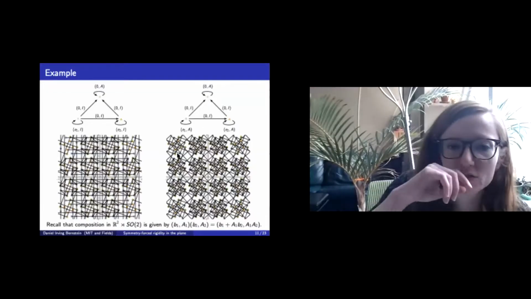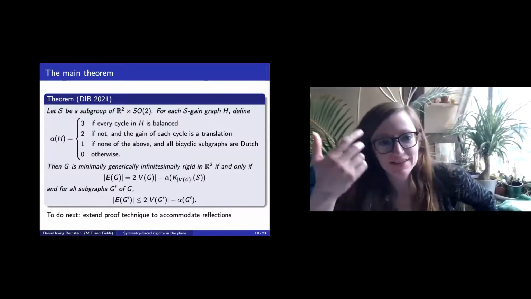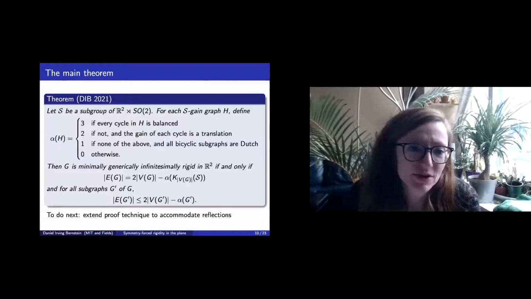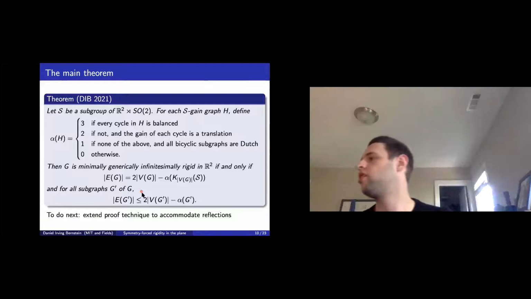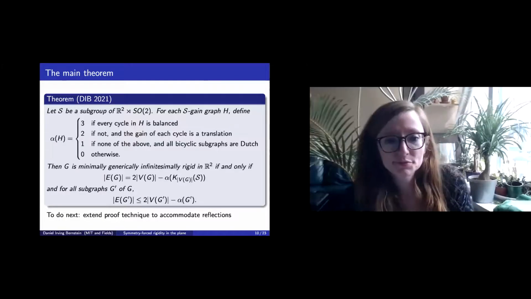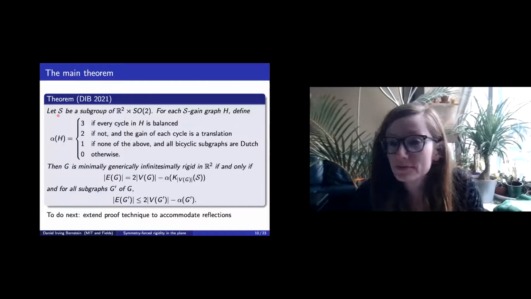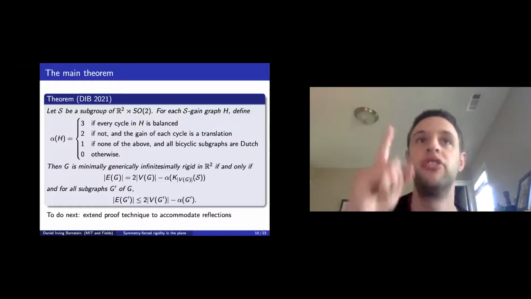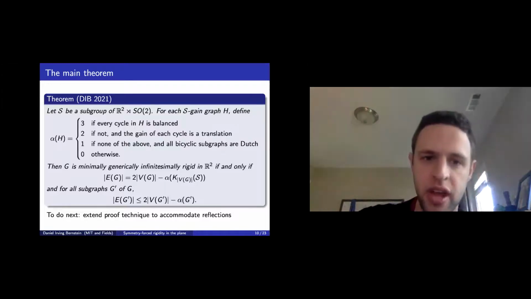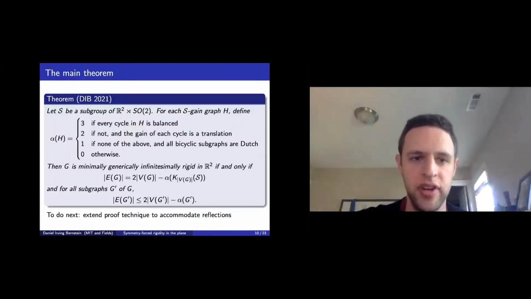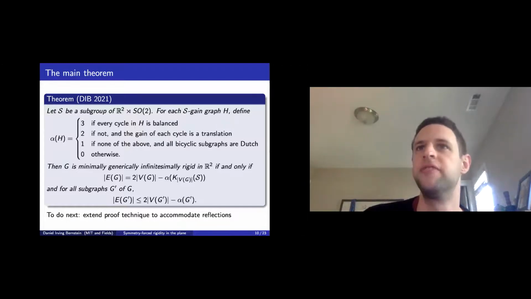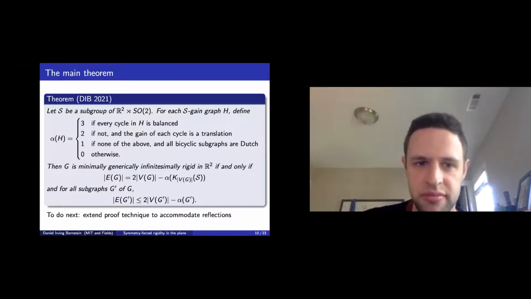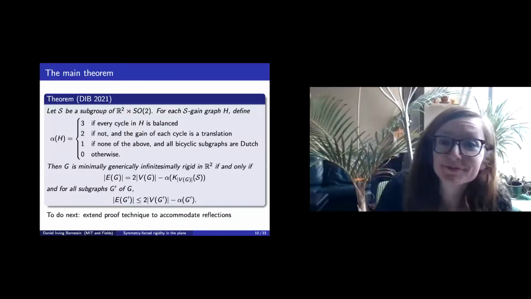Actually, I do have a question, maybe just because it's taking me a second to look at this alpha. What does it mean that the gain of each cycle is a translation? Right. The group consists of direct Euclidean isometries, that are orientation preserving. So this is a rotation followed by a translation. What I mean by the gain of each cycle being a translation is just that the rotation is trivial. There is no rotation, it's just a translation. Great, thank you.